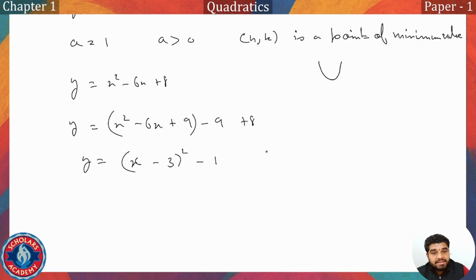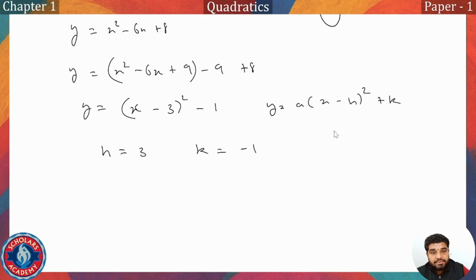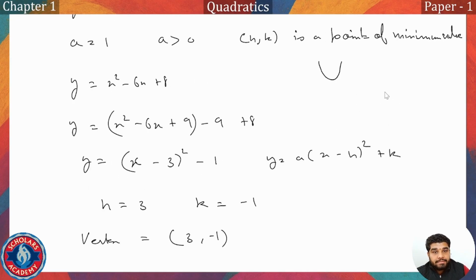So if I compare this with y is equal to a(x minus h) whole square plus k, from here I get h is equal to 3 and k is equal to minus 1. So the point of vertex is equal to (3, negative 1). So this is the point of vertex, right? And we knew the orientation already.